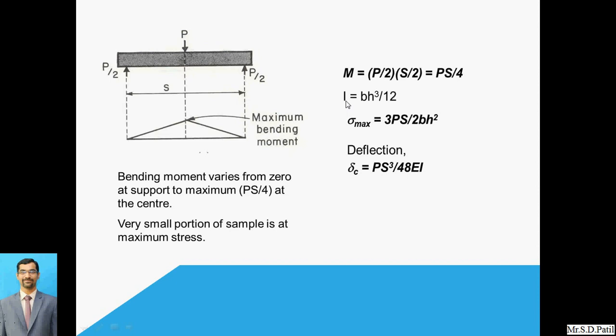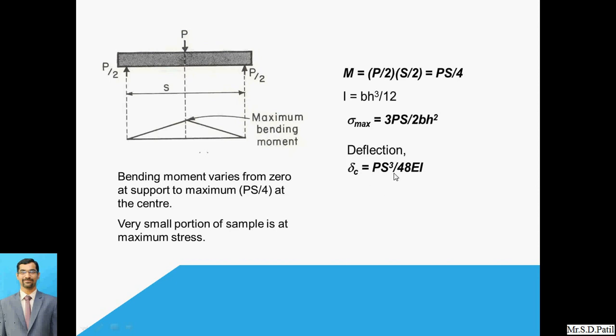Next is the moment of inertia. For rectangular components, the moment of inertia is breadth into height cubed divided by 12. Sigma max is calculated by M into y, where y is h by 2, divided by I. Putting in the values, M is PS by 4, y is h by 2, and I is bh cubed by 12. So we get sigma max as 3PS divided by 2bh squared. This is the maximum bending stress, and the deflection is calculated by this particular formula.